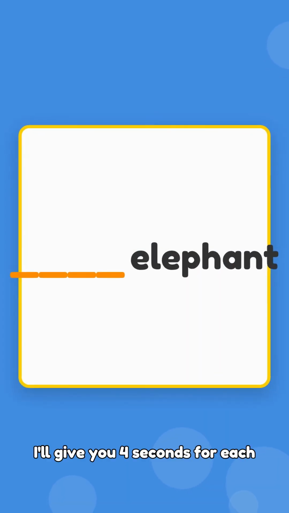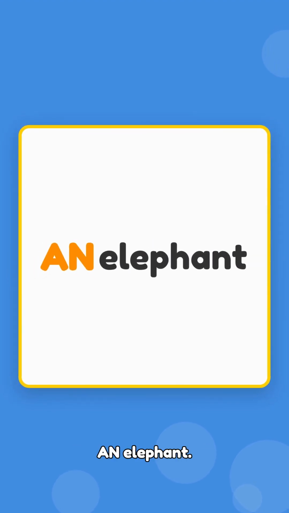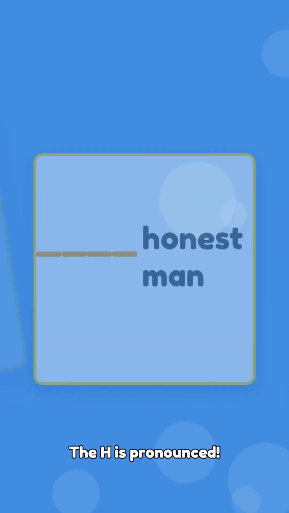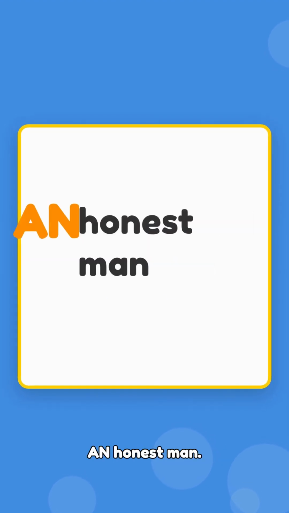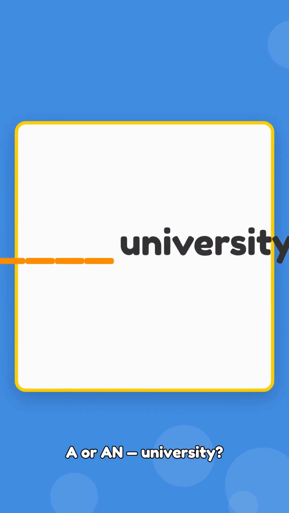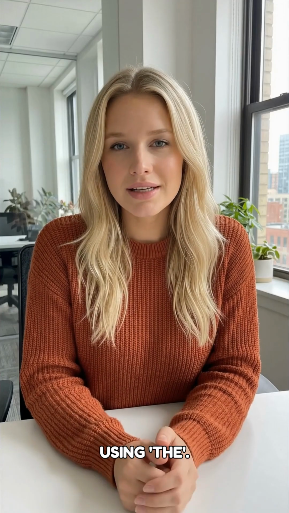Listen carefully. Let's practice. I'll give you 4 seconds for each one. A or an, elephant? An elephant. A or an, hotel? A hotel. The H is pronounced. A or an, honest man? An honest man. The H is silent. A or an, university? A university. It sounds like "you".